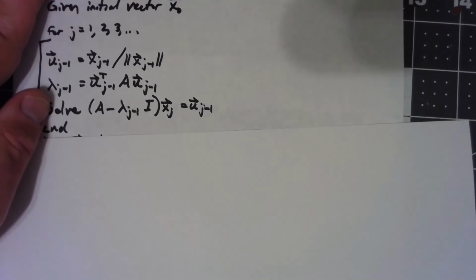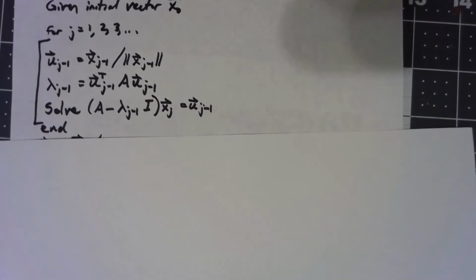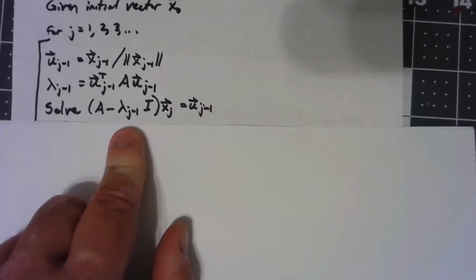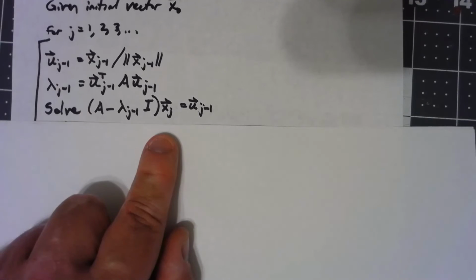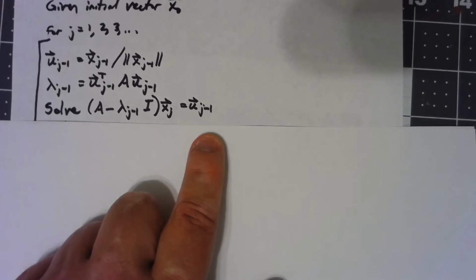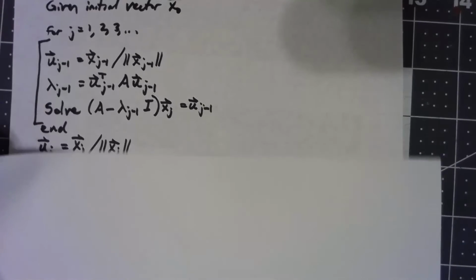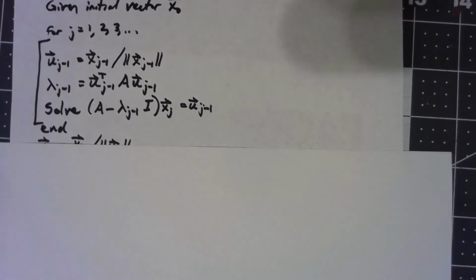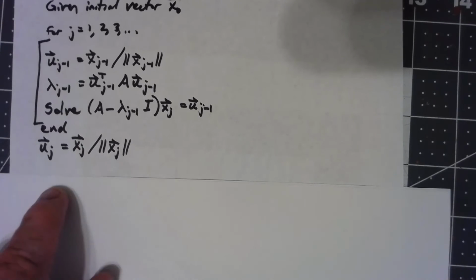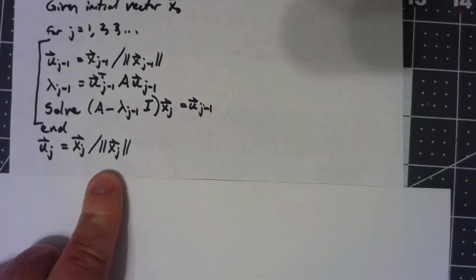Then we do an inverse power iteration step. We solve (A minus lambda I) times the vector equals my previous u, again using the lambda as the shift. Then, however many iterations we go through, my final eigenvector is just going to be the normalized final answer out of that.